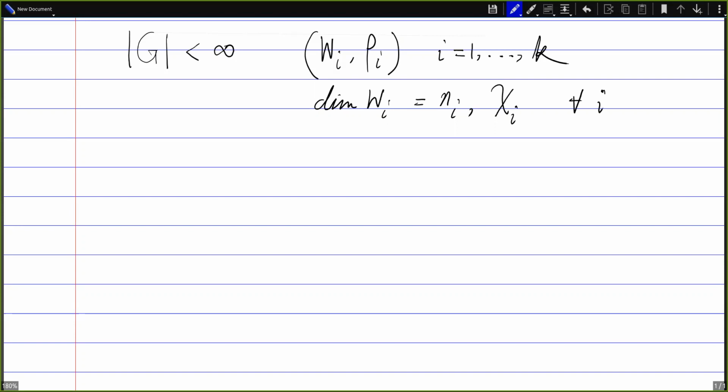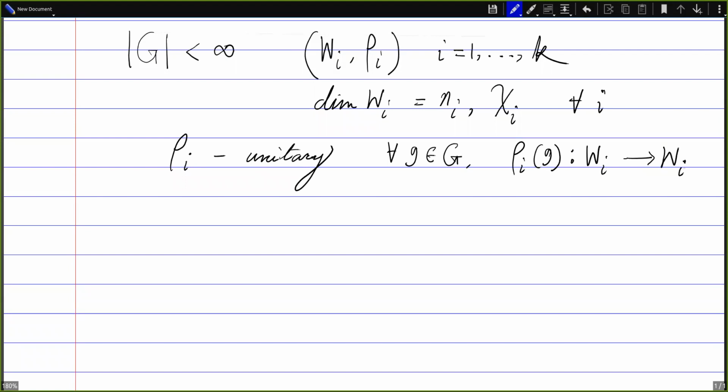Now, without any loss in generality, we can assume each rho_i is unitary. So again, let me remind you what it means. What this means is for every g in G, the linear operator rho_i(g), which is an operator from W_i to W_i, is a unitary operator. So when we say this is unitary, that means there is already an inner product on W such that with respect to this inner product, this operator rho_i(g) for every g is unitary.